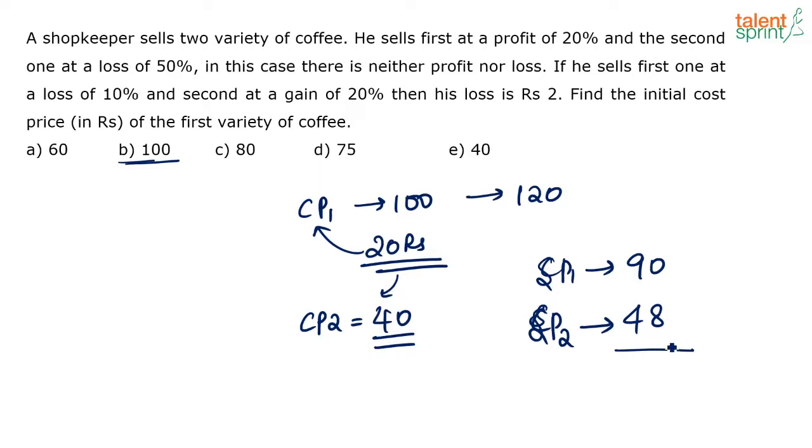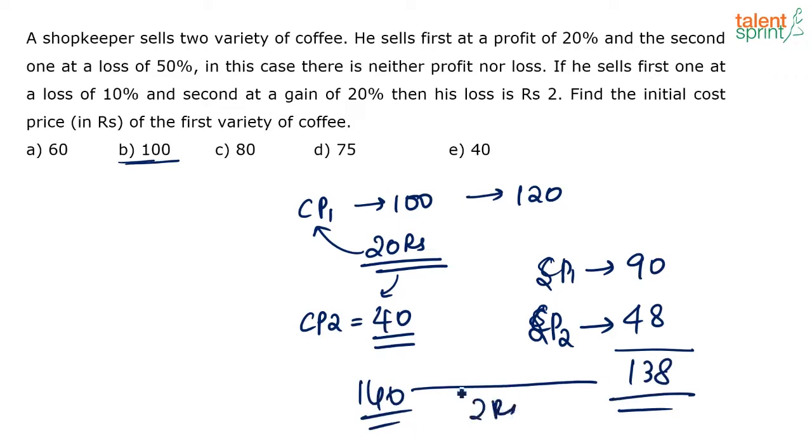So here he has 90 plus 48, that is 138. This is his total selling price. Here his total cost price is 140. So the net loss is 2 rupees, correct? This is his total cost price, total selling price. So this is the correct option. So that is how you check it with options. See, if you feel that doing the calculations that I did in the first method is too calculative, then the best way to go would be to check with the options.